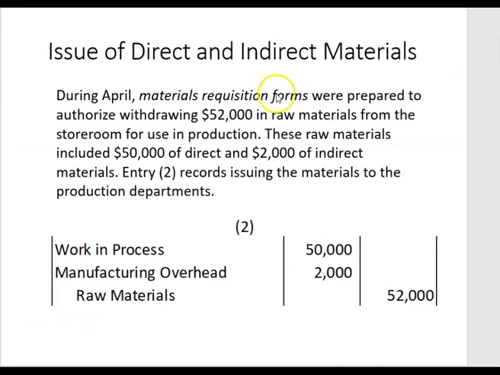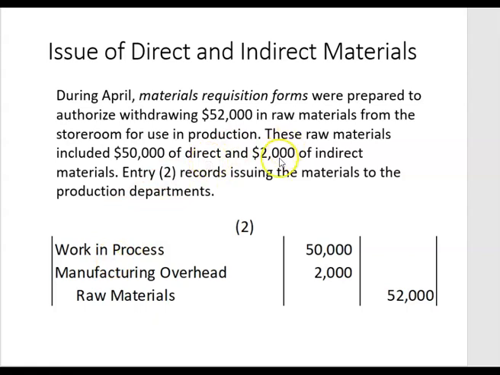During April, material requisition forms were prepared to authorize withdrawing $52,000 in raw materials from the storeroom for use in production. So in other words, we are going to take $52,000 out of raw materials and start to use it. These raw materials included $50,000 of direct and $2,000 of indirect materials. So anything direct can be assigned straight to a job. And when it can be assigned straight to a job, we call that work in process.